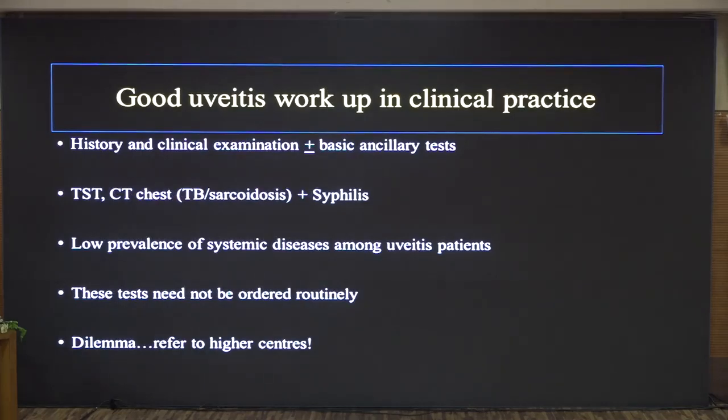A good uveitis workup in clinical practice means paying attention to the history, clinical examination, and just the basic ancillary tests. As I said, some of the tests are required when you see a granulomatous uveitis, and systemic disease is not always there. You must have seen most of the uveitis patients do not have any underlying systemic disease, but that does not mean that you do not do the systemic examination, because they are not aware of it. So if your examination picks up a systemic clue, you give a lot of credit to yourself that yes, I picked up the patient with systemic sarcoidosis.